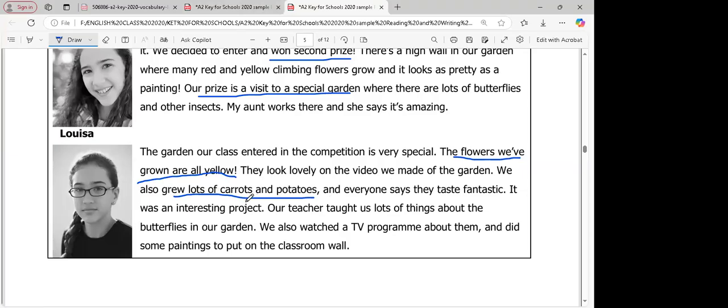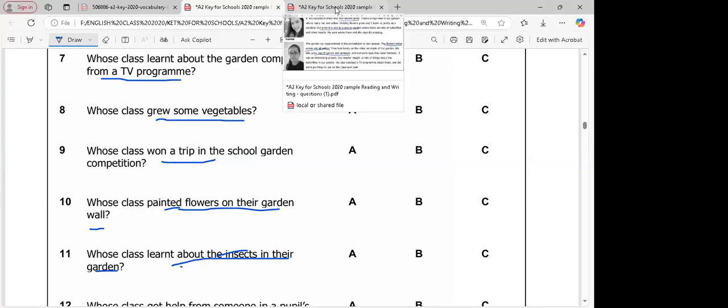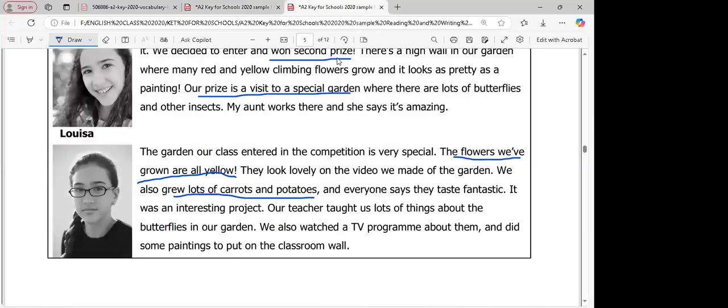Okay, so we also grew lots of carrots and potatoes. So, carrots and potatoes are what? Are they fruits? Are they vegetables? They are vegetables. So, they are grown vegetables. Which matches with which question? It matches with one of the questions. Eighth one. Okay, right? And everyone says they are fantastic.